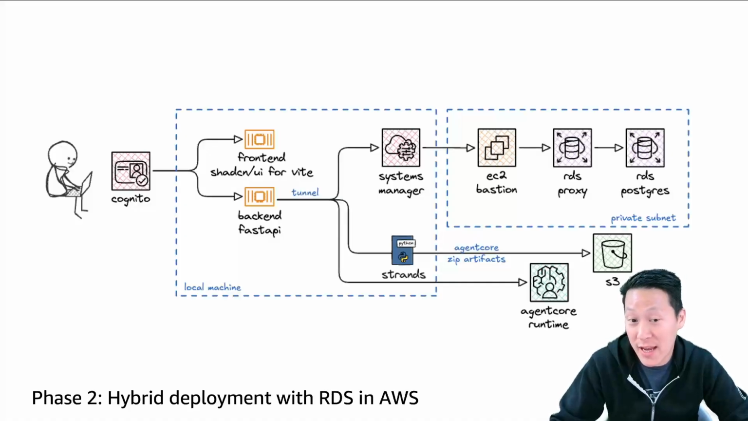This way, the front end and back end that are running local on my machine are able to access that database that is hosted privately in my VPC. And this is the stack that I'm going to use for this video.